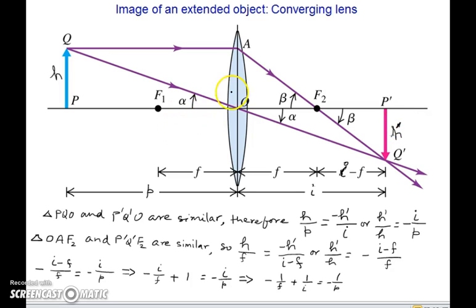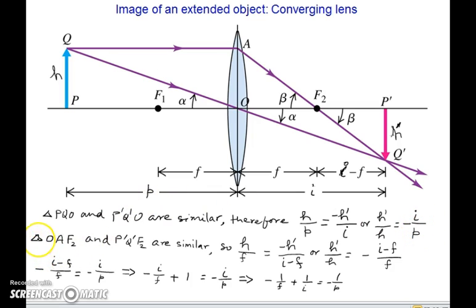All right. Let's talk a little bit here. If you look at triangles PQO and P prime Q prime O, they are similar, right? That means this angle and this angle, alpha, are the same. So we can say H over P, where P is my object distance, must be equal to negative H prime over I, where I is my image distance. Or we can rearrange this: H prime over H is negative I over P.